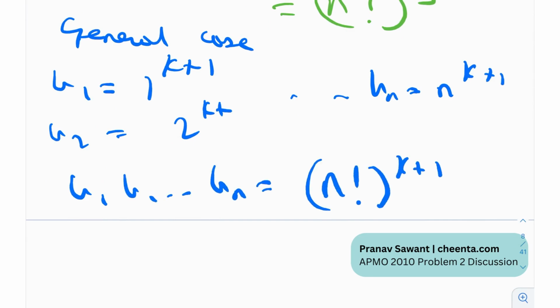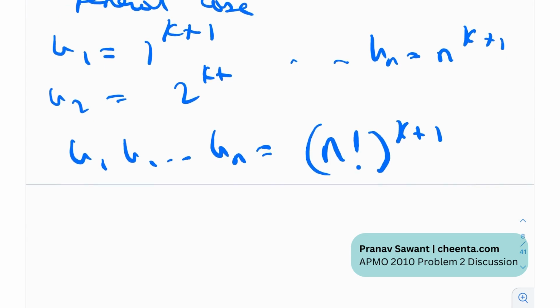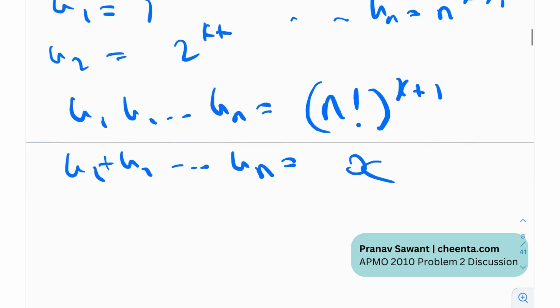And if I actually calculate the sum b1 plus b2 all the way up till bn, what will it be? 1 raised to the power k plus 1 plus 2 raised to the power k plus 1, all the way up till n raised to the power k plus 1. Now I do know that there exists a closed form for this, but it's very ugly and it's definitely not a perfect kth power. So let me just denote it by x.